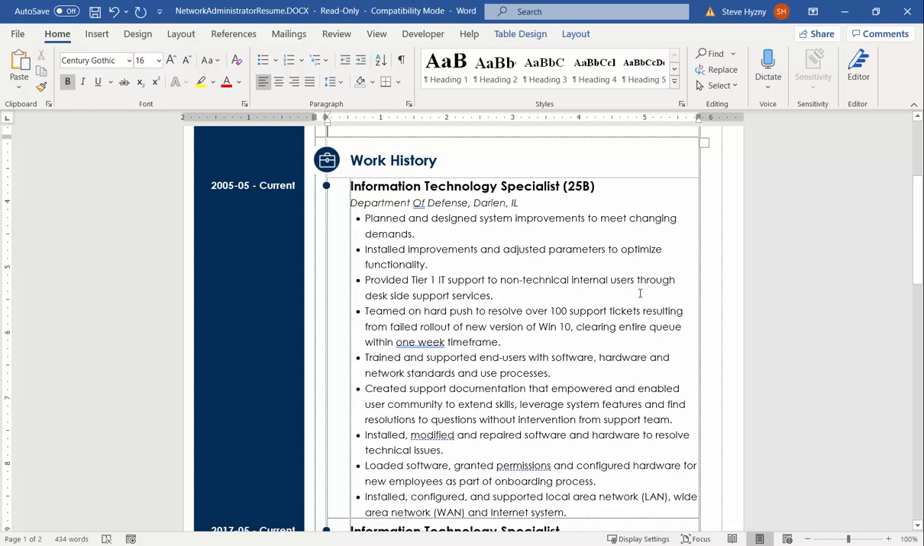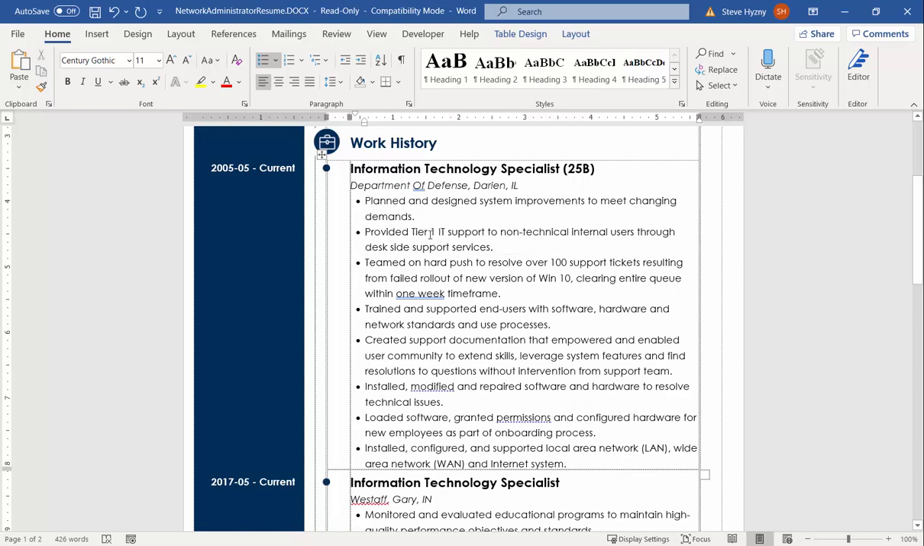Let's see, plan and design system improvements to meet changing demands, installed improvements and adjusted parameters to optimize functionality. Of what? You installed improvements and adjusted what parameters to optimize functionality of what? Okay, so this is fluff. Take it out. All right, provided tier 1 IT support to non-technical internal users through desk-side support services. Okay, I don't know what a desk-side support service is unless you actually mean in person, but you don't need to tell me how you did it as long as you did it.